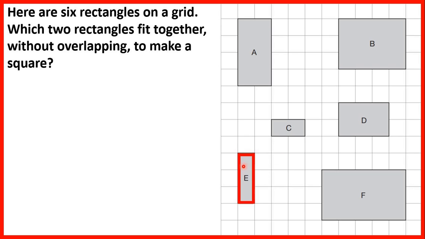So we can take shape E, and if we rotate it, so turn it this way, and then place it underneath or on top of D, we have a square, because this side is 3 squares, and all of our other sides are 3 squares as well. So shapes D and E can fit together without overlapping to make a square, because shape E can be turned and fit in these 3 squares here.